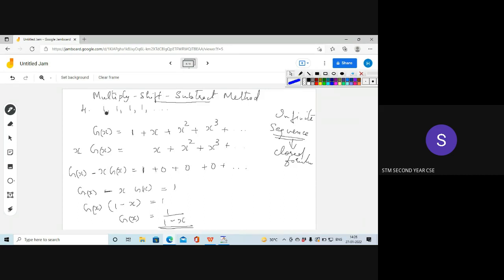So for the sequence 1, 1, 1, etc., the generating function is 1 by 1 minus x. Is it clear?